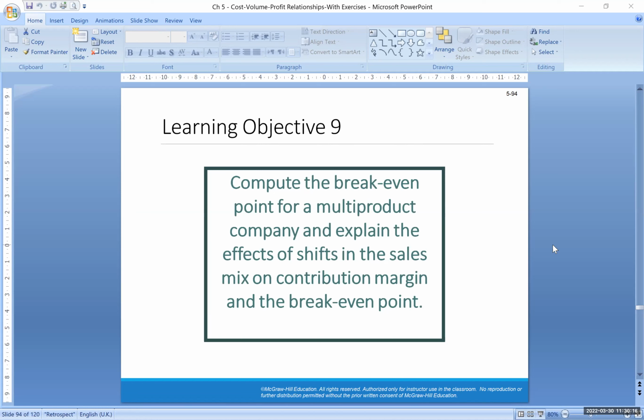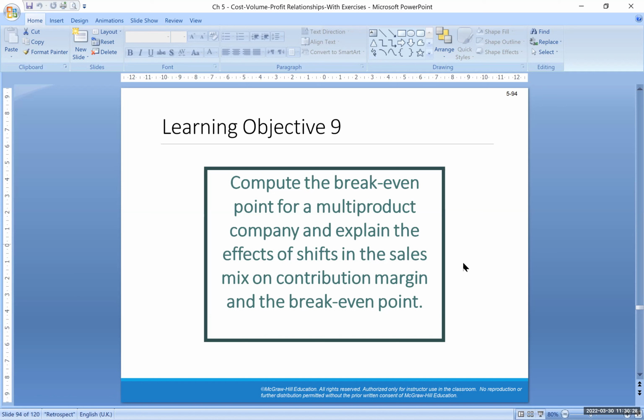Compute the break-even point for a multi-product company and explain the effects of shifts in the sales mix on contribution margin and the break-even point. So we are talking about more than one product and what will be the effect for the break-even point.